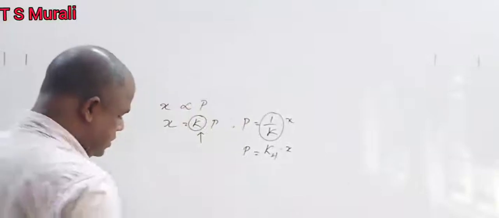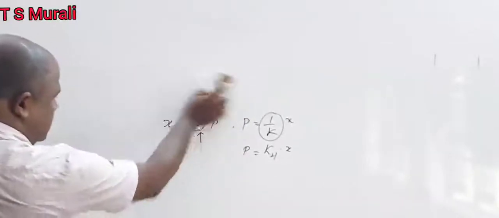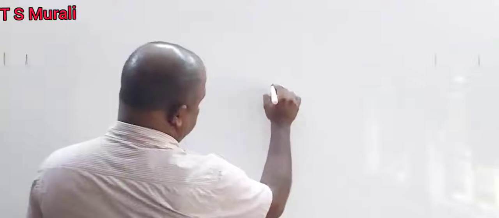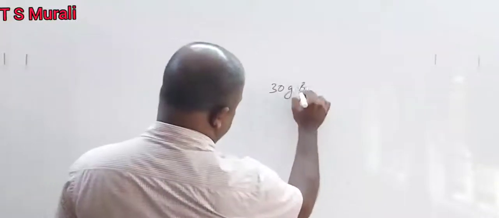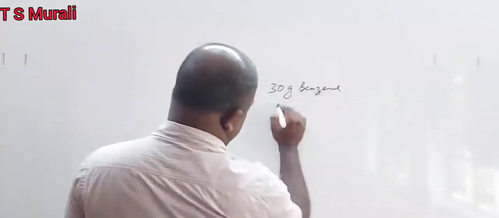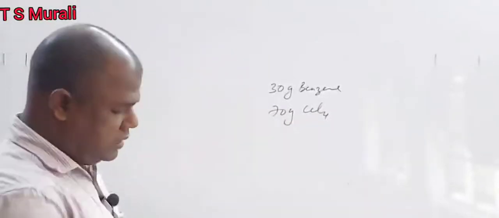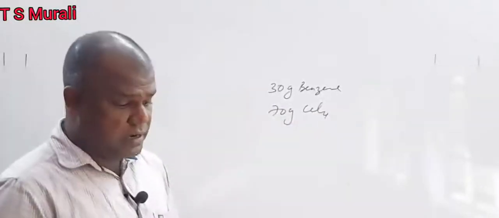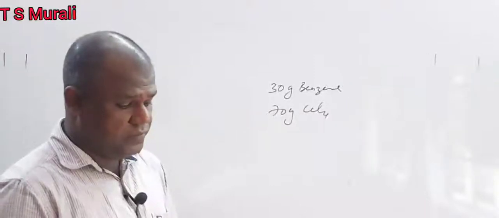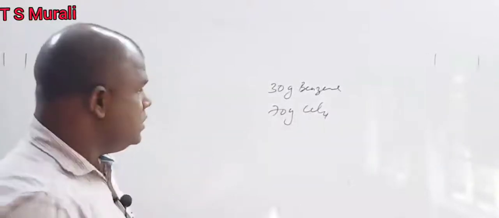I will give the steps and you solve it. 30% W by W means 30 grams of benzene and 70 grams of CCl4. That is the meaning of a 30% W by W solution of benzene and carbon tetrachloride. Agree? So 30 grams benzene.